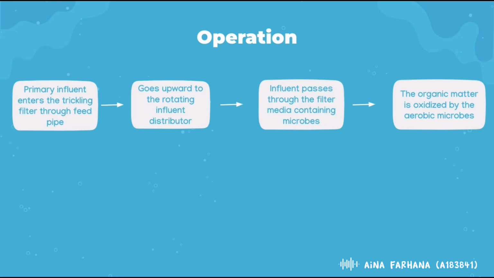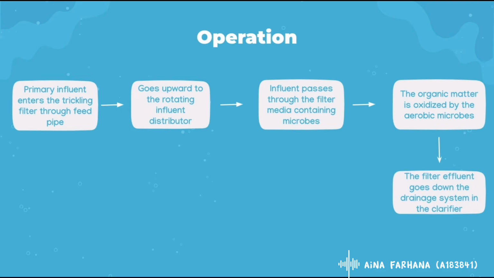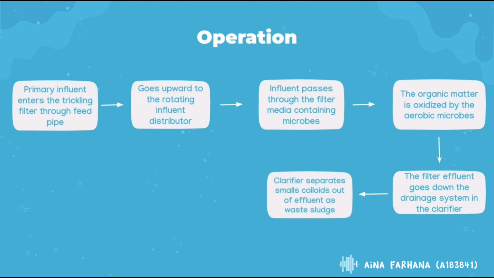Oxygen is drawn into the filter media via vacuum or chimney effect. The biofilm layer uses the dissolved oxygen trapped within the filter media and oxidizes the organic compounds, releasing carbon dioxide gas, water, and other oxidized products. Next, the filter effluent goes down the drainage system to the clarifier. The clarifier separates small colloids out of effluent as waste sludge.